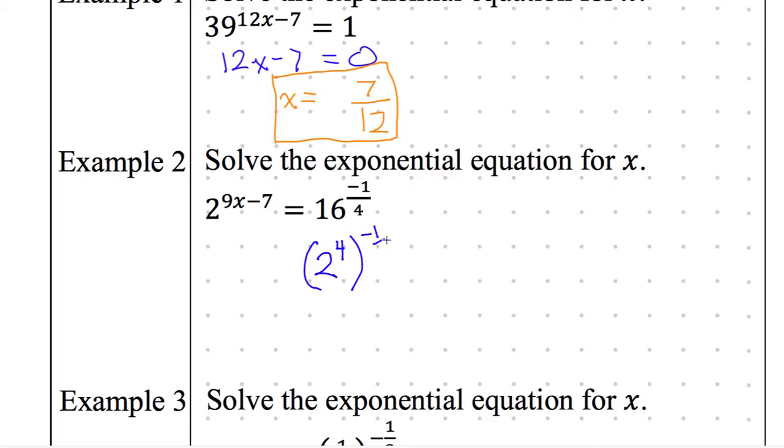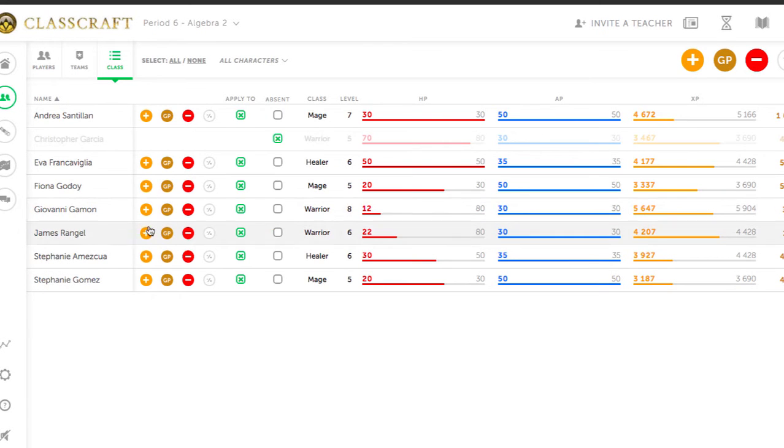To the power of negative 1/4. There it is. And that's equal to 2 to the 9x minus 7. I am almost ready to use that rule, except these two things need to be reduced into one number. How can I turn these into one number?